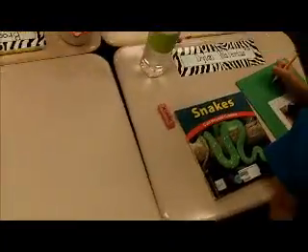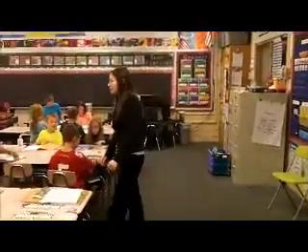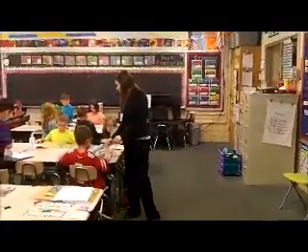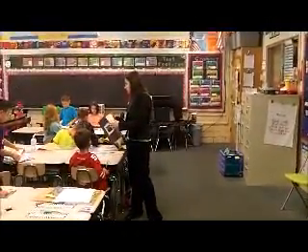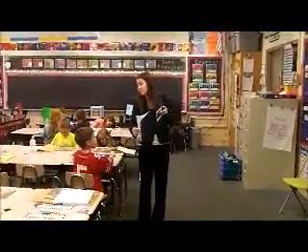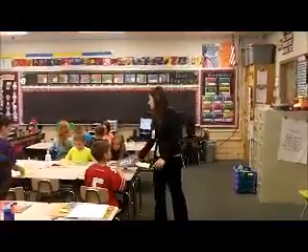Okay, boys and girls, so for your front page and your back page, so where it says table of contents, and then where it says index, you're going to have to use marker, because these books are made out of construction paper, so marker's going to show up the best. But on all the other pages, I want you to use pencil, colored pencils, or crayons.